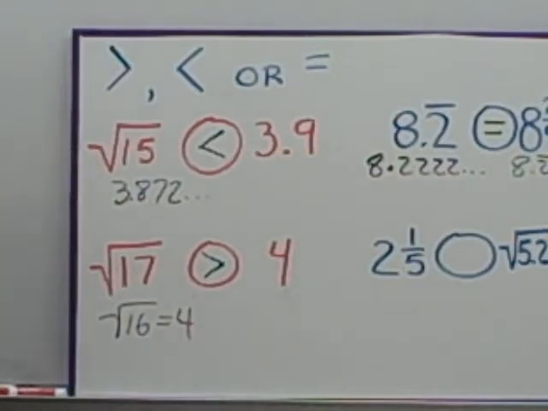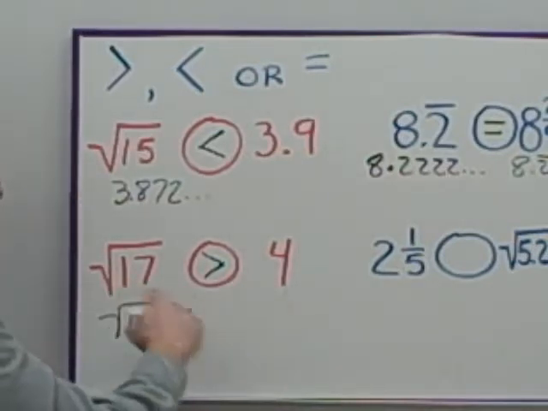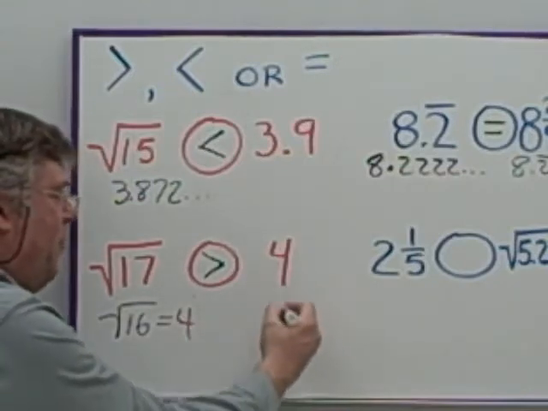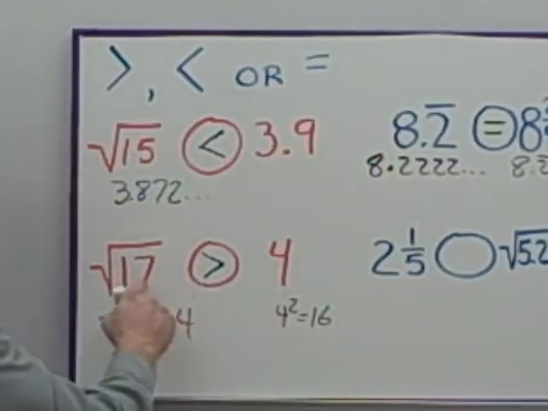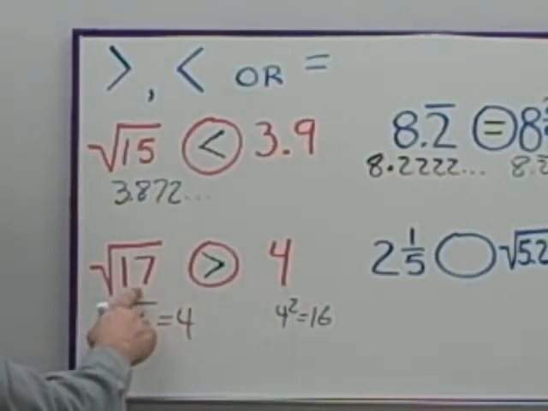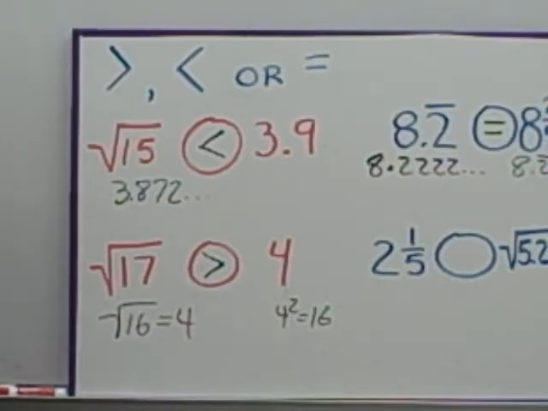Other way to compare that? If you're not sure, when you've got a square root and a whole number here, what you can do is you square the whole number. 4 squared is equal to 16. Compare the radicand, the number underneath the radical, and that number there, and you get 17 being larger than 16, it's definitely going to be a greater than value.